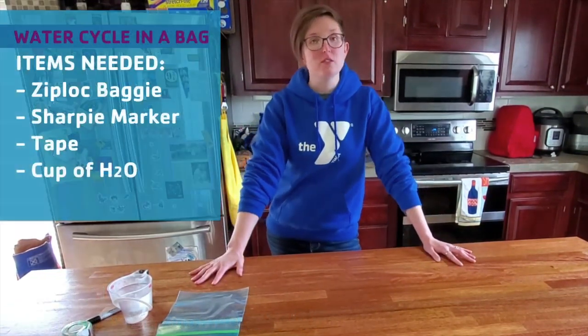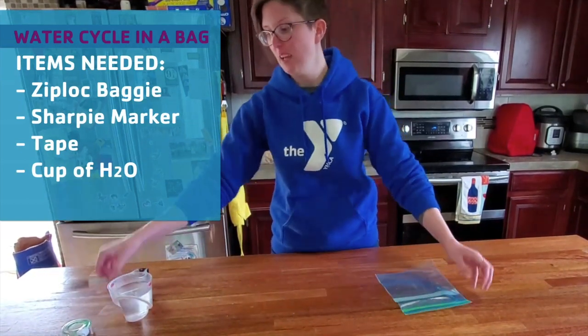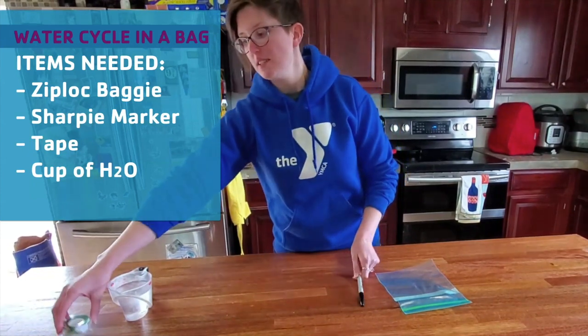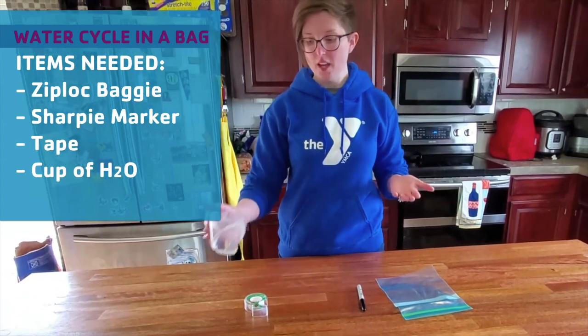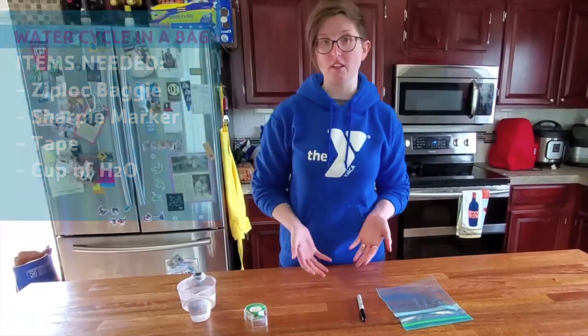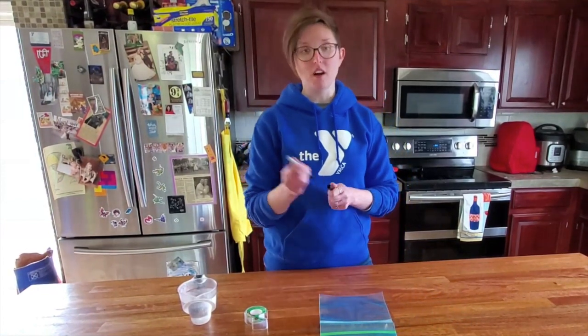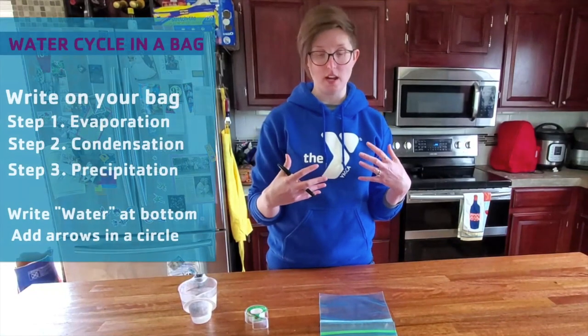You're going to need 4 items: a ziplock baggie, a Sharpie, any color but preferably dark, some Scotch tape, and about a cup's worth of water. We are going to be making a water cycle in a Ziploc bag. To do this, we are first going to label our Ziploc bag with 3 steps.